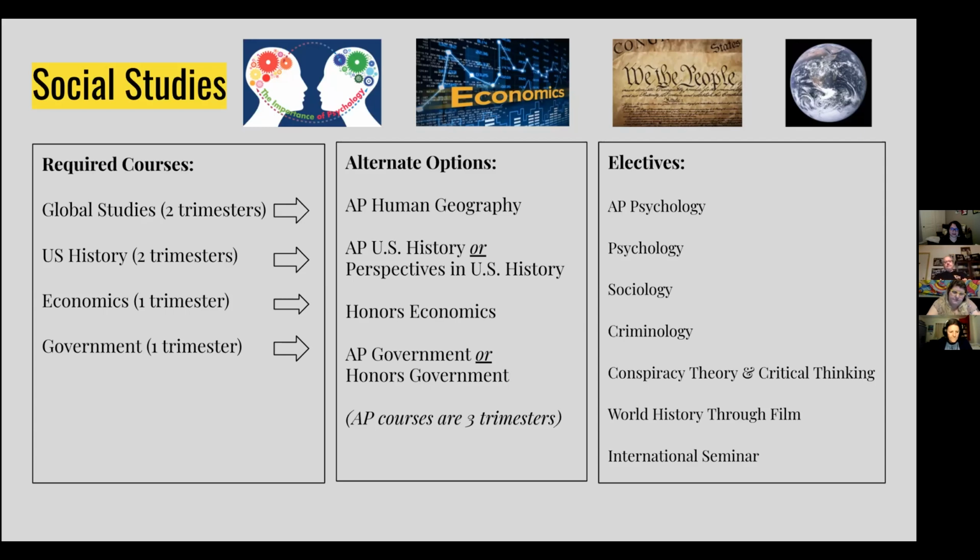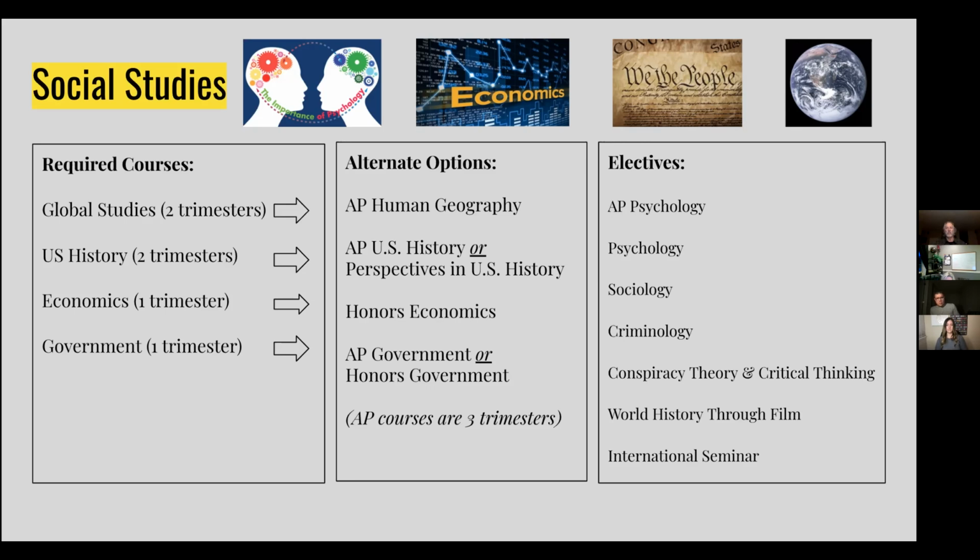for human geography for global studies. Perspectives in US history is 2 trimesters, just like the regular US history class. But the AP US history, like all the AP classes, is 3 trimesters long. And the AP government class does include the economics credit. So that would be taking care of econ as well.